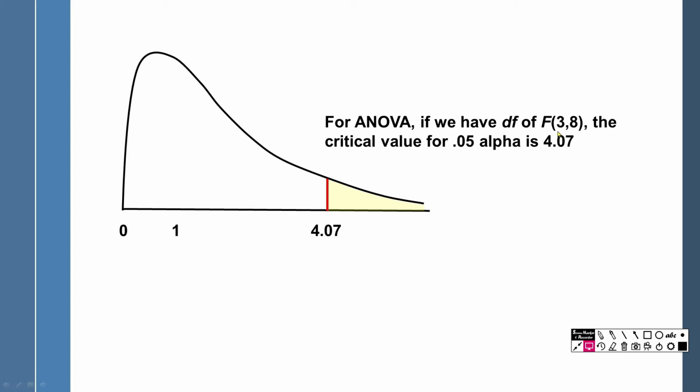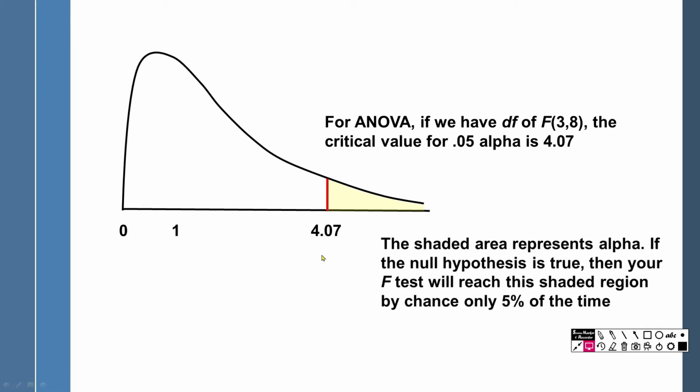You also have to consider the two different types of degrees of freedom in an f-test, the numerator and the denominator, but for this combination, the critical value is 4.07. Any f-test that gets this high or higher will result in rejection of the null hypothesis. And this will only happen 5% of the time if the null hypothesis is true.